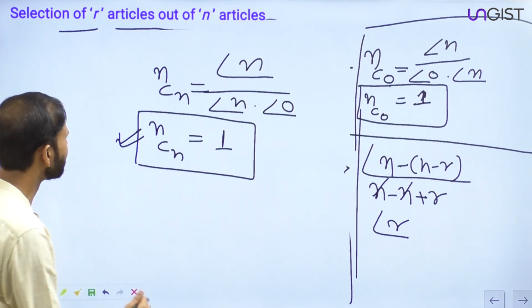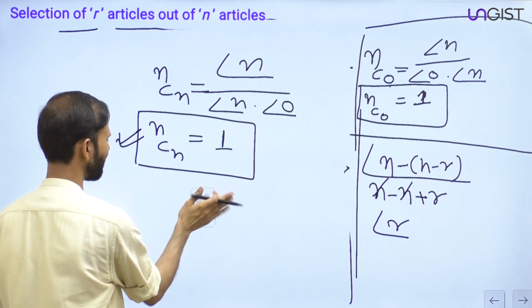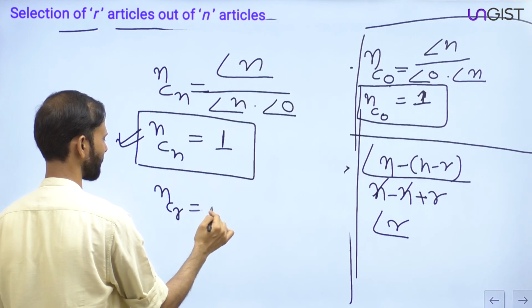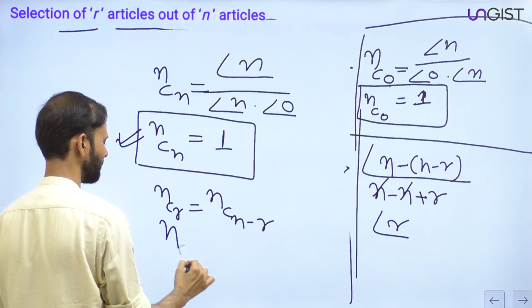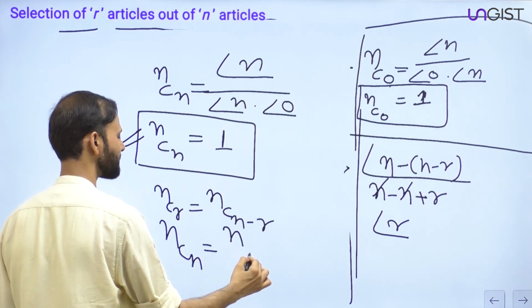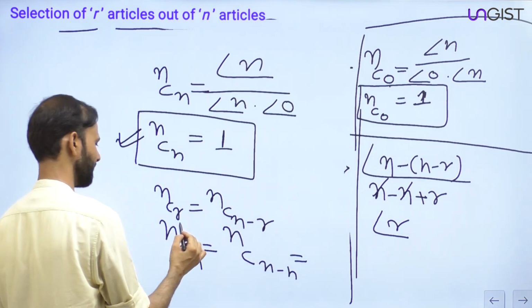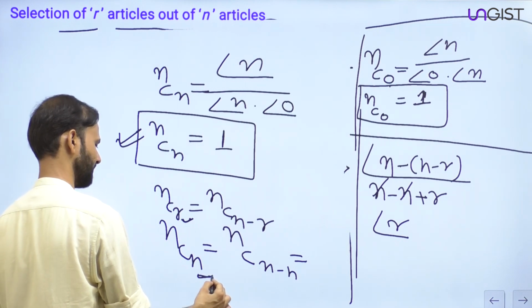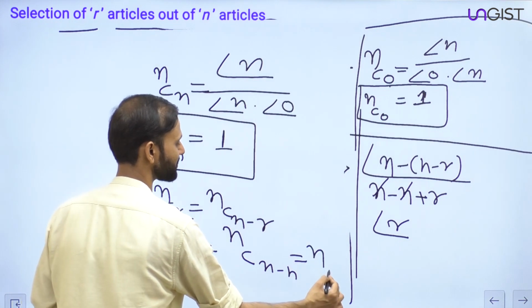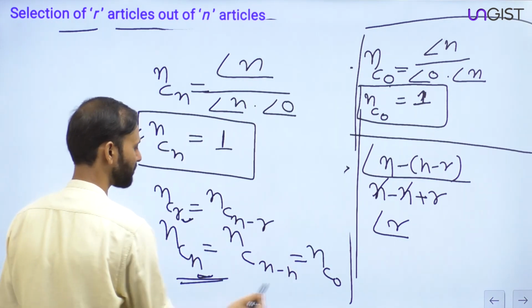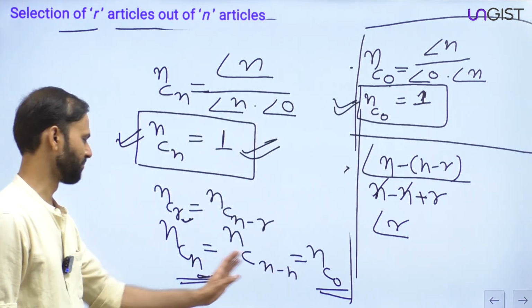Now see what we have studied so far. NCR is equal to NC(n minus r). So here NCN has to be equal to NC(n minus n), because in place of r we have written n. So n minus n is 0, so NCN has to be equal to NC0. So NCN is also 1, NC0 is also 1. Right, everybody?